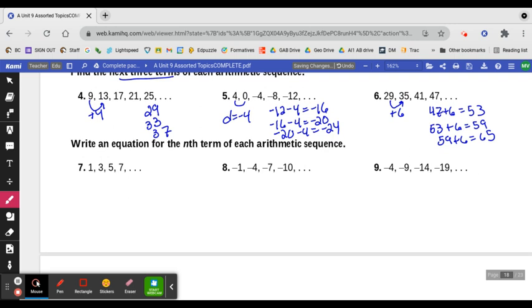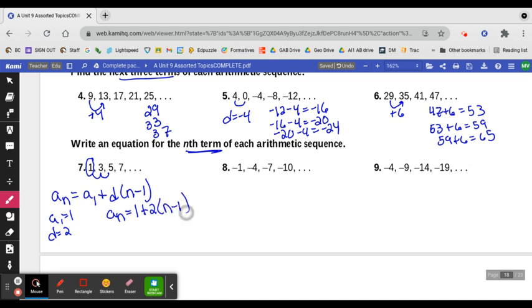Now I want to write the equation for the nth term. This uses the generic equation that you need to memorize: a sub n equals a sub 1 plus d times parentheses n minus 1. When I look at number 7, a sub 1 is 1. It's always the first term. Then I need to find d, which is what I'm adding. Each time I'm adding 2, so d is 2. That means a sub n equals 1 plus 2 times parentheses n minus 1.